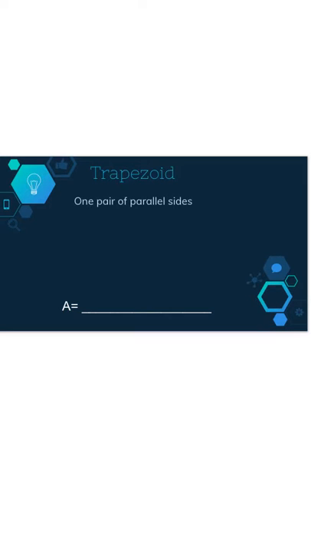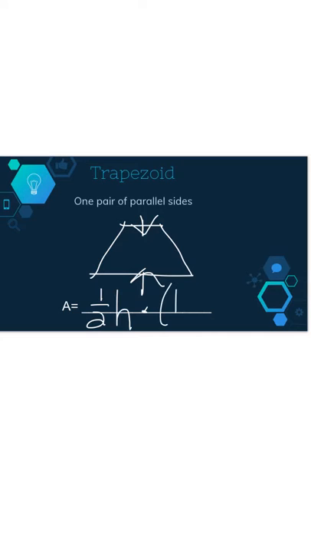A trapezoid only has one pair of parallel sides, so it could look like this, and only one set of sides is parallel. The area for a trapezoid is 1/2 the height times the quantity of one base plus the second base.